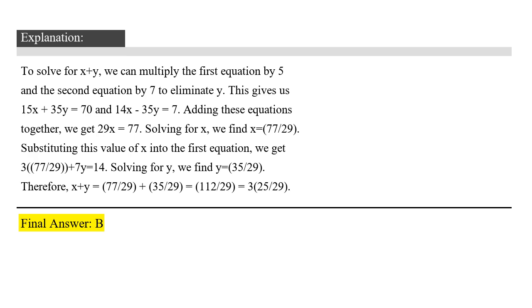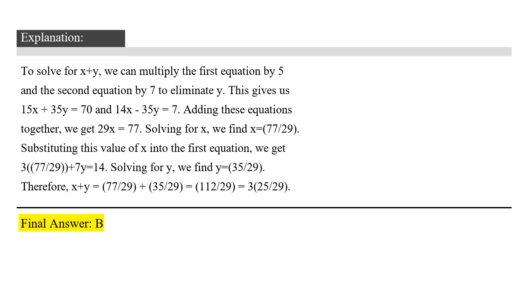To solve for x plus y, we can multiply the first equation by 5 and the second equation by 7 to eliminate y. This gives us 15x + 35y equals 70 and 14x - 35y equals 7. Adding these equations together, we get 29x equals 77. Solving for x, we find x equals 77/29.